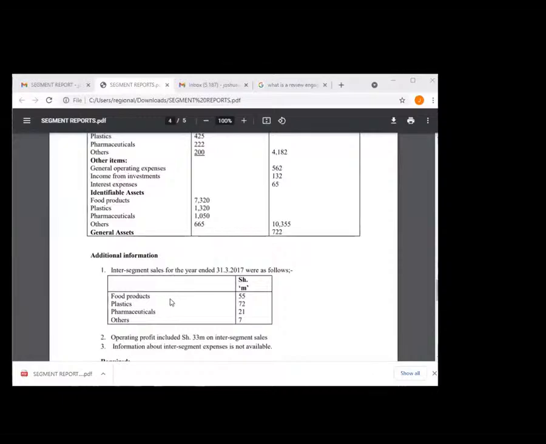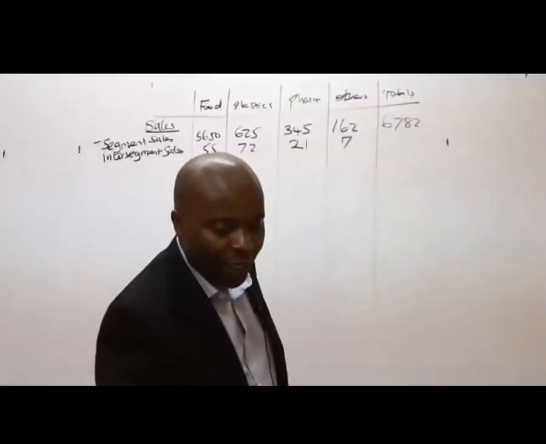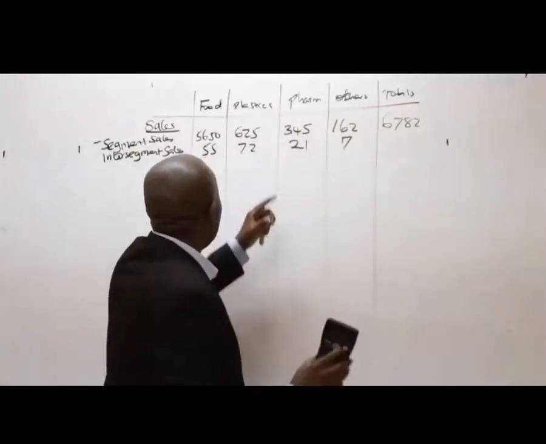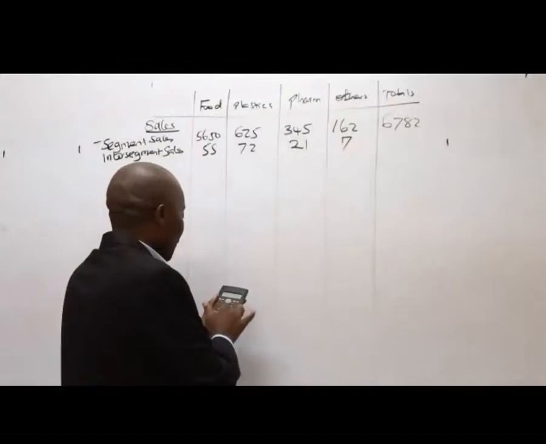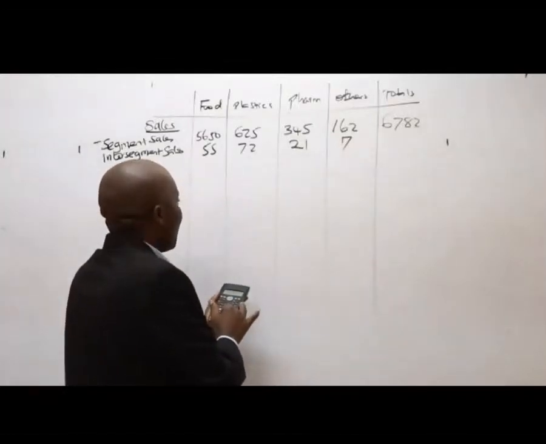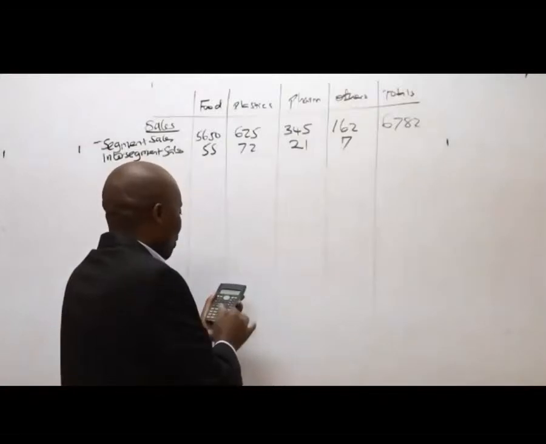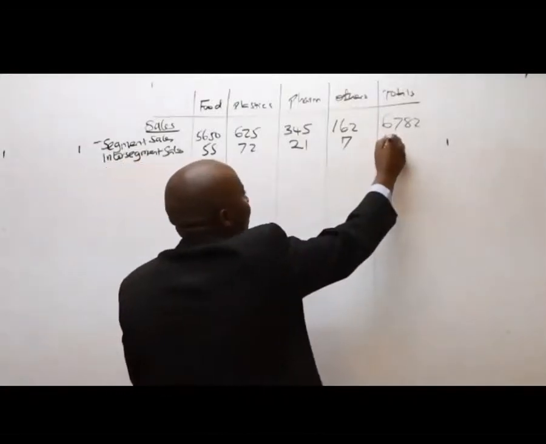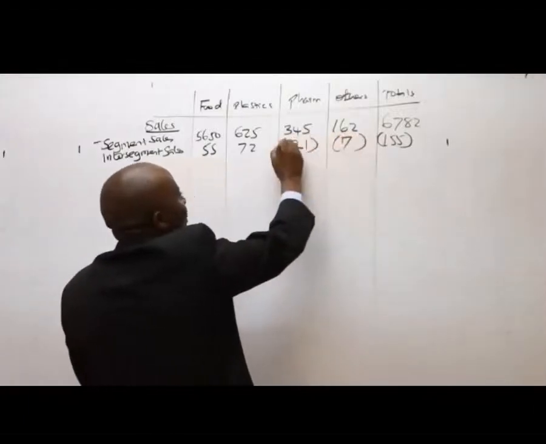So food 55. We have plastic 72. We have farmer 21. And then we have others giving us 7. Please write up to there. And then please go ahead and add to get the total intersegment. 55 plus 72 plus 21 plus 7 will give us 155. So please subtract like that.